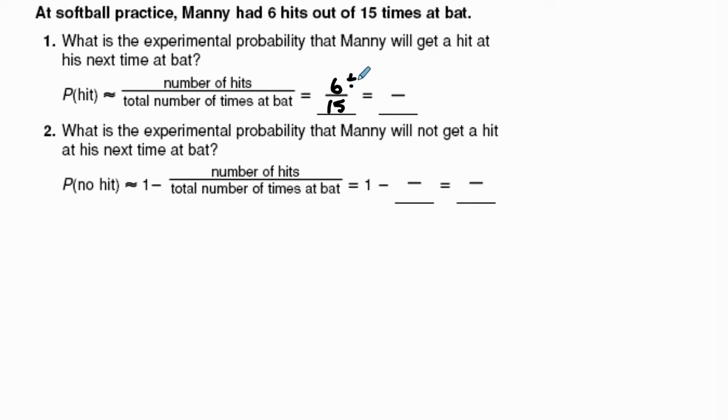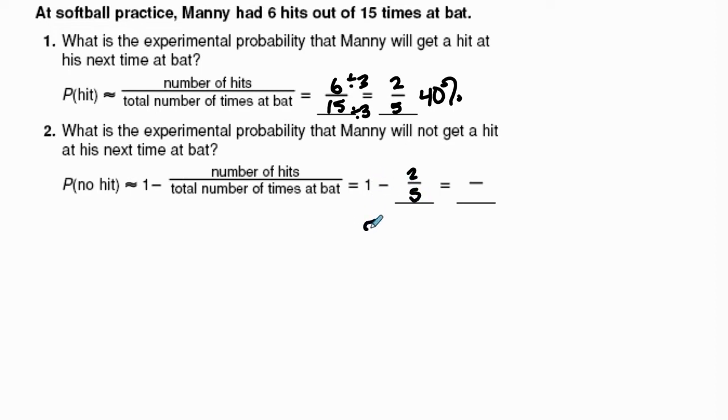So 6 and 15 are both equally divisible by 3. So 6 divided by 3 is 2, and 15 divided by 3 is 5. So 2/5 or 40% chance that Manny will get a hit based on what has happened. And then here it says, what is the experimental probability that Manny will not get a hit? So one way to do it is to take 1 and subtract the value that you had here, which would be our 2/5.